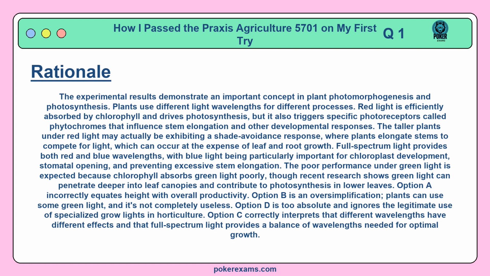Option A incorrectly equates height with overall productivity. Option B is an oversimplification. Plants can use some green light, and it's not completely useless. Option D is too absolute and ignores the legitimate use of specialized grow lights in horticulture. Option C correctly interprets that different wavelengths have different effects, and that full-spectrum light provides a balance of wavelengths needed for optimal growth. Question 2.